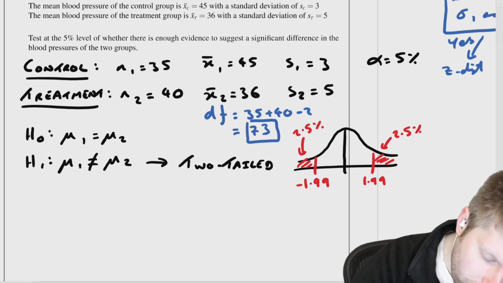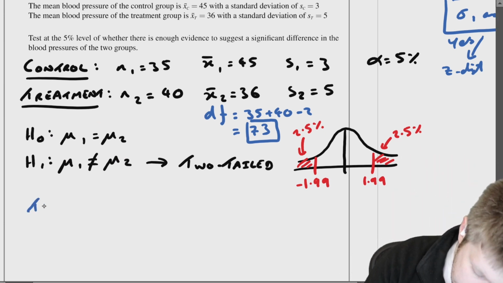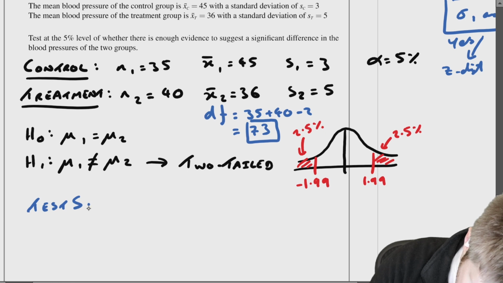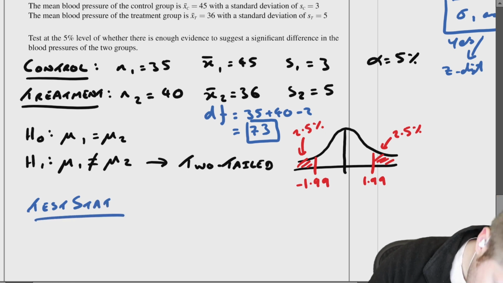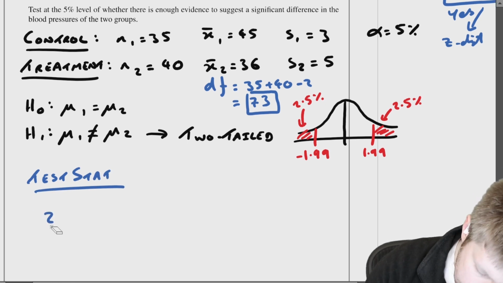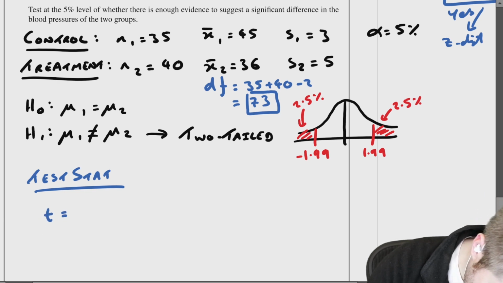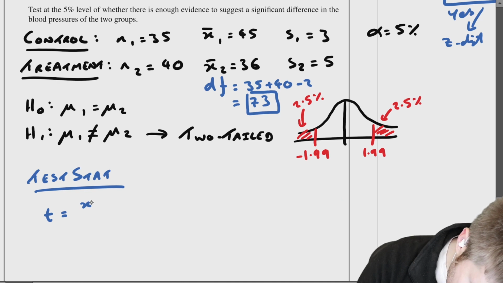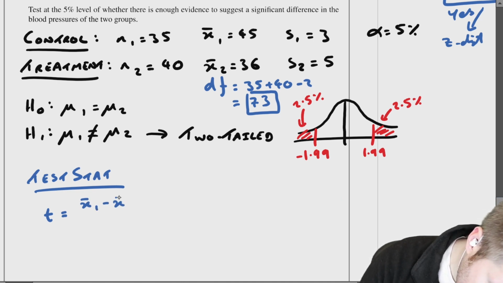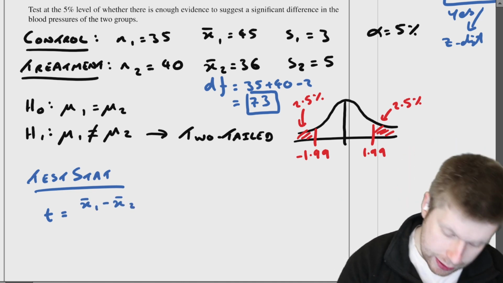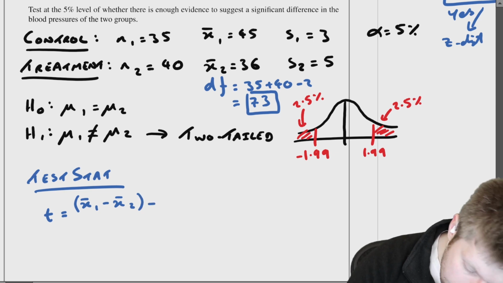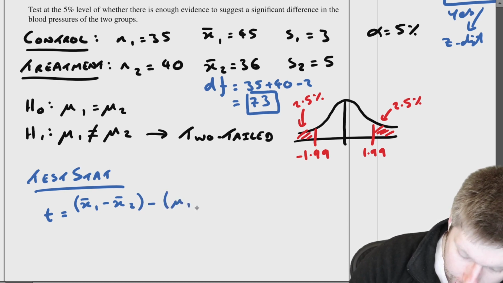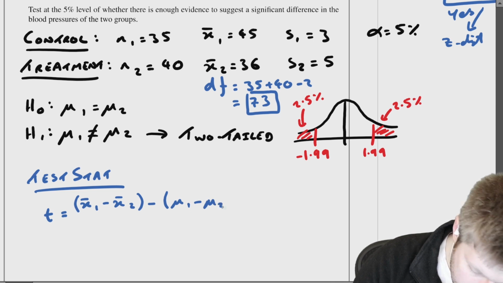Okay, so let's actually write down the formula for calculating my test statistic. So I'll do my test statistic down here. My test statistic, which in this case is t, of course, is going to be given as, first of all, x1 bar take away x2 bar, so the difference in the sample means, and then I'm going to take away the hypothesized difference in the population means.